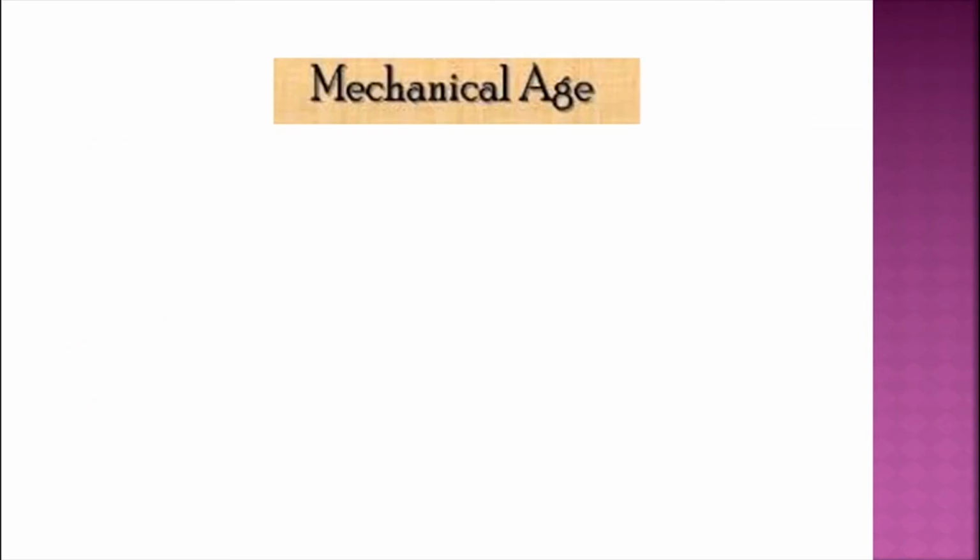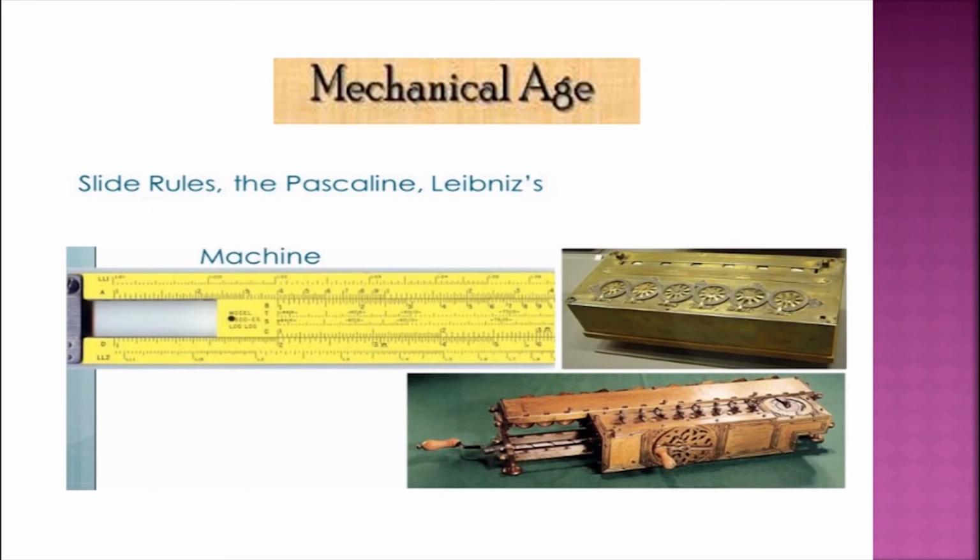The second age is the mechanical age. This is the time between 450 to 1840 AD. It is the age when we first start to see the connection between ancestors and current technology. Many technologies were developed in this era: slide rules, the Pascaline, and Leibniz's machine. Charles Babbage developed the difference engine, which tabulated polynomial equations using the method of finite differences.